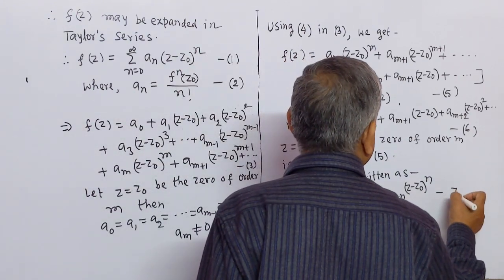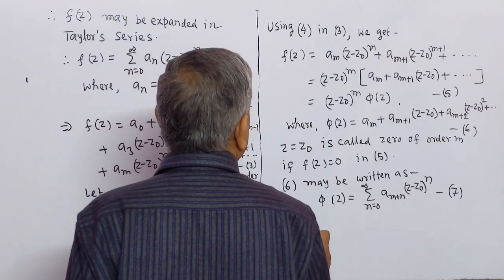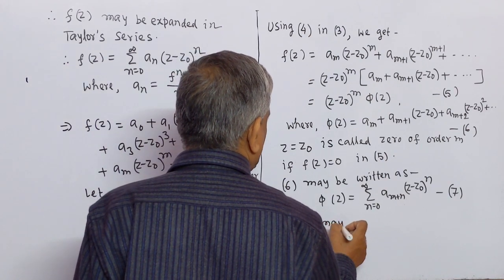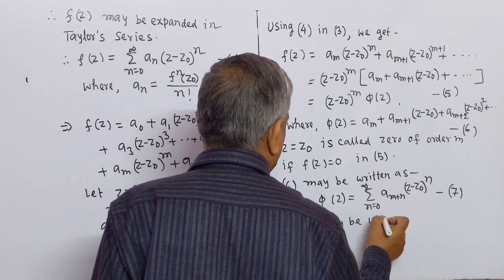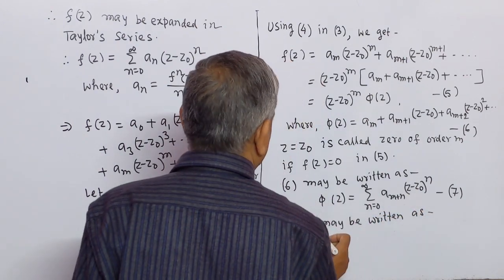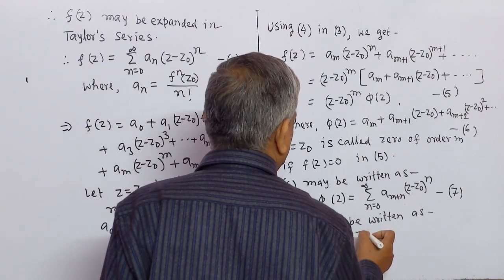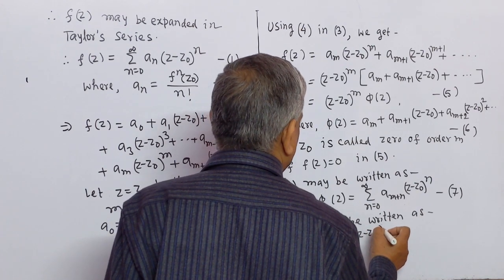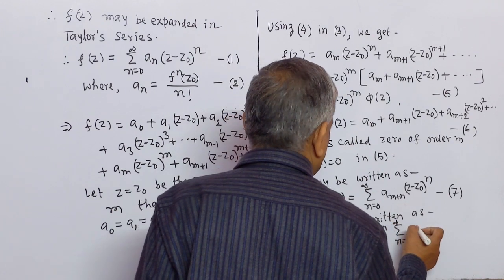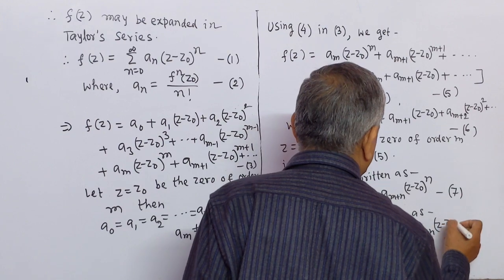This is number 7. Therefore, 5 may be written as f(z) = (z − z0)^m Σ from n = 0 to infinity of a_(m+n) (z − z0)^n.